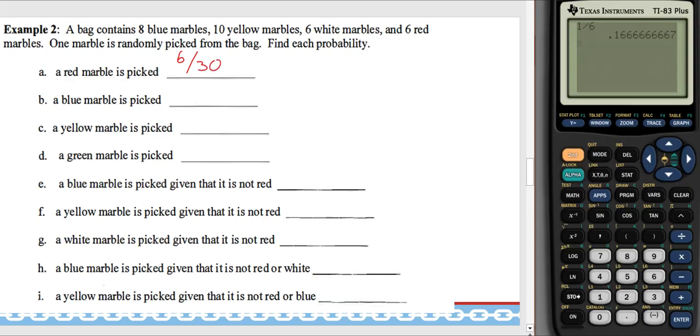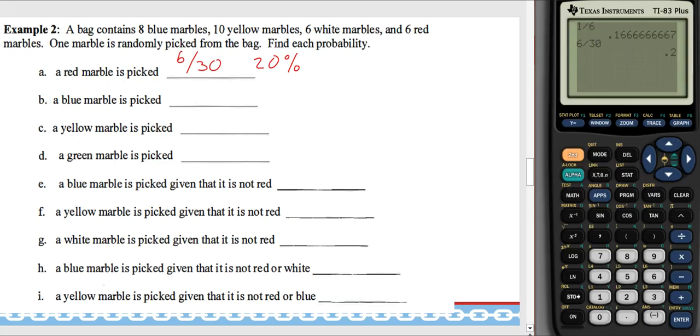So I have a 6 out of 30 chance to pull a red marble out of the bag. I could type that in, 6 divided by 30, 0.2. So that would be 20%. I'm not going to go through all of these.